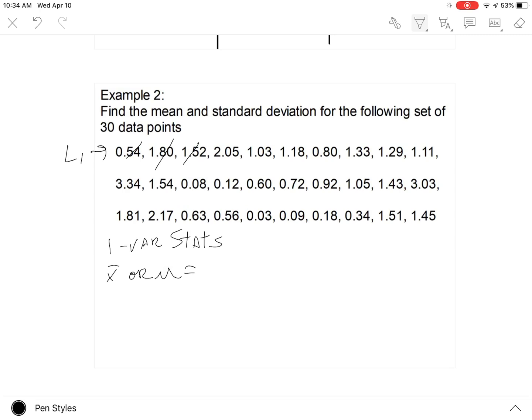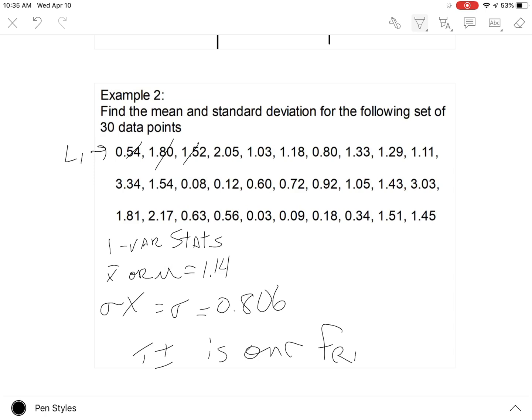Okay, I'll give you some time, and you can pause this. I'm going to give you your answers right now, but make sure you pause this, go through, and do it with your calculator. I got an average of 1.14, and I got a standard deviation of x, which is basically our sigma, of 0.806. So the TI is our friend when it comes to this, because it can take you a long time to do these by yourself.